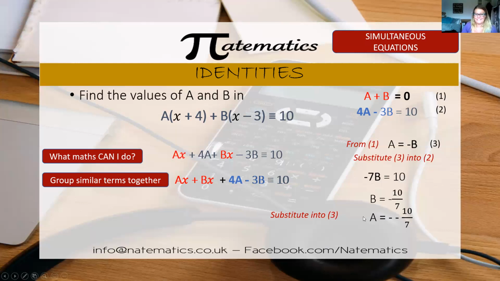Okay, so substitute it in. You have a equals minus 10 over 7. So those two negatives become a plus. So we end up with a equals 10 over 7 or 10/7.